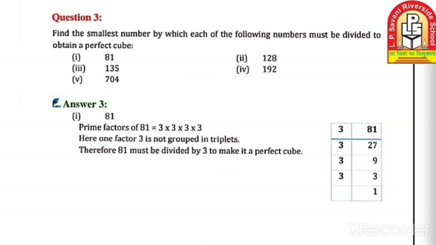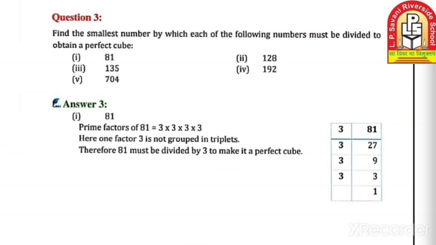Standard 8, Chapter 7, Cube and Cube Root. In the previous lecture we learned about exercise 7.1, and up to question number 2 we have already completed. Let's start with question number 3. In this question we have to find the smallest number by which each of the following numbers must be divided to obtain a perfect cube.